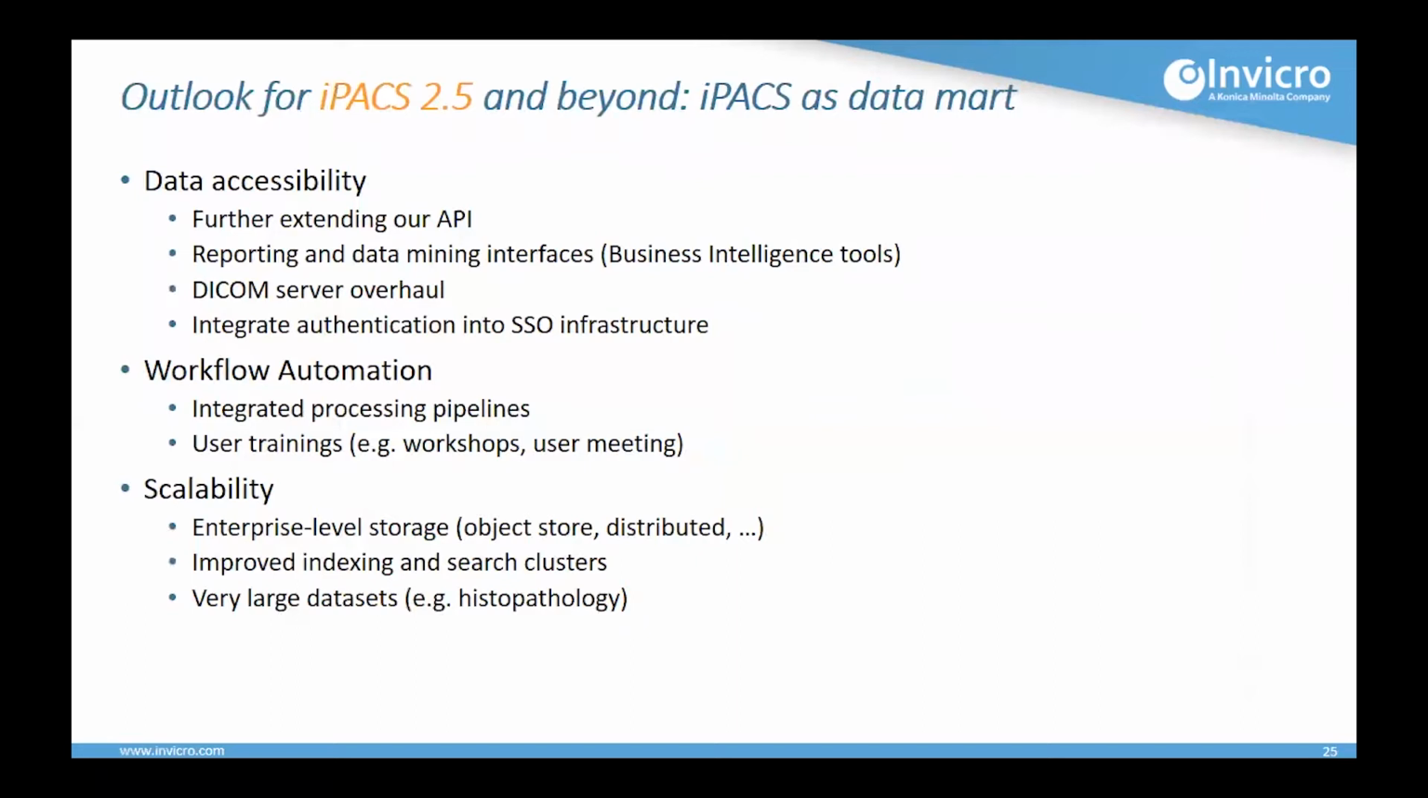So for the next version of iPACS 2.5 and beyond, the 3 key focus areas for us are really data accessibility, the workflow automation, and scalability. And that means that we want to continue our work on the APIs and allow you to use your tools for reporting and data mining, either for processing in MATLAB or using business intelligence tools.